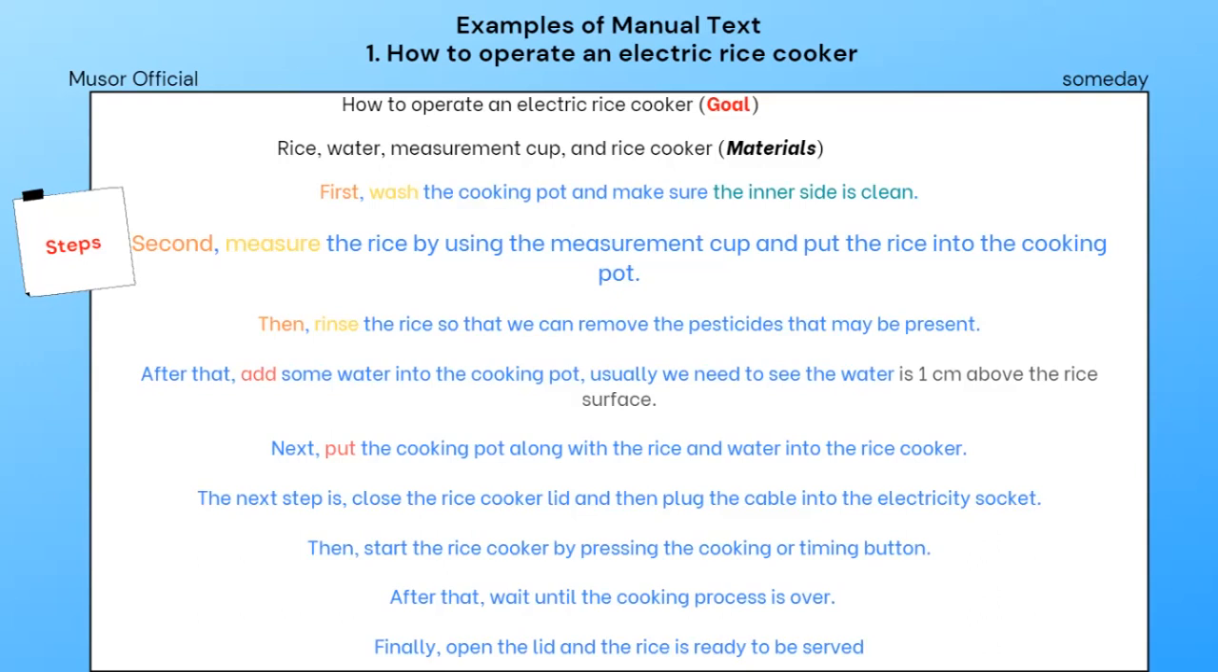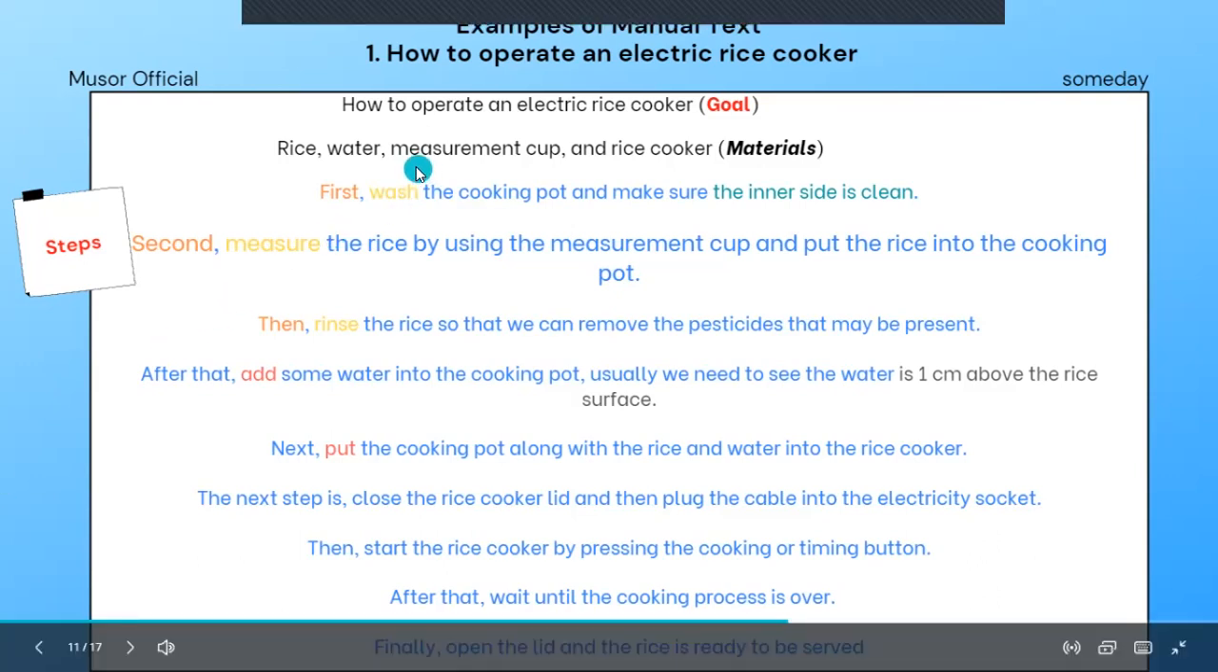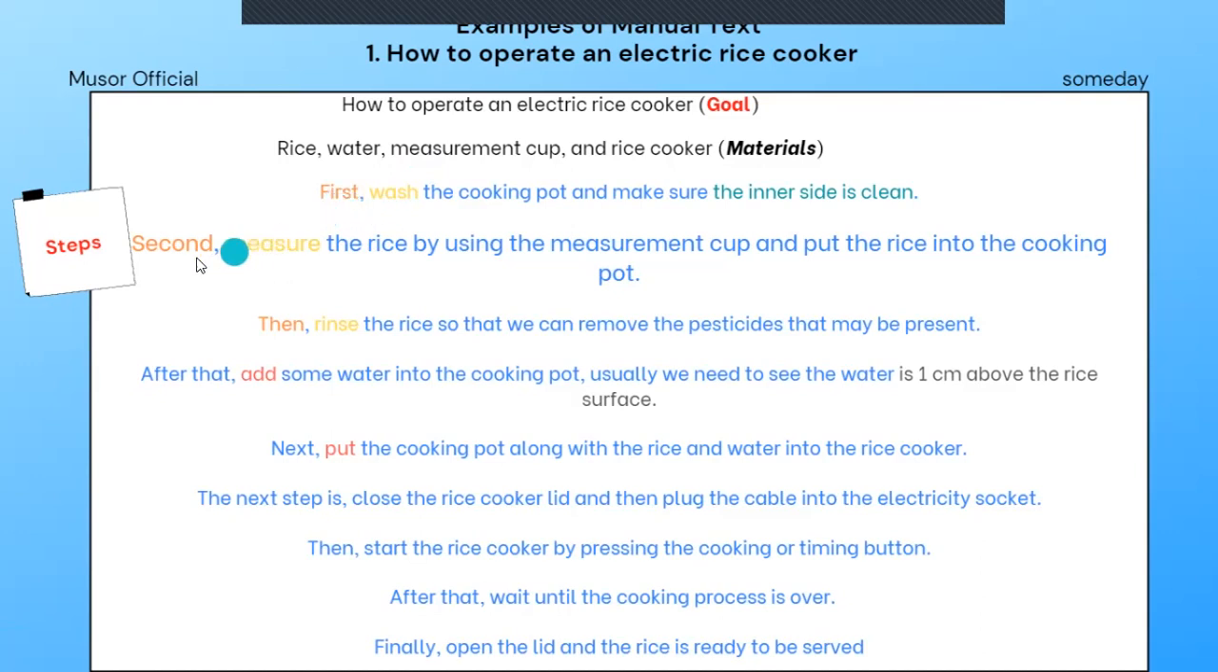How about the language features? Okay, you can see first, second, then are called connectives. While wash, measure, and rinse are called imperative, kalimat perintah. And then action verb, for example add and put. Kata kerja aksi di sini contohnya adalah add dan put.